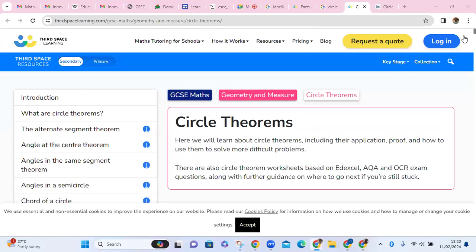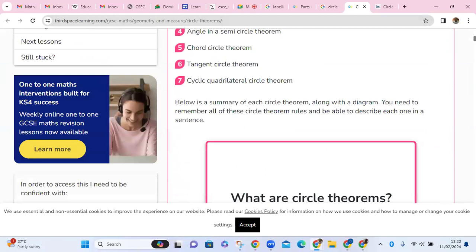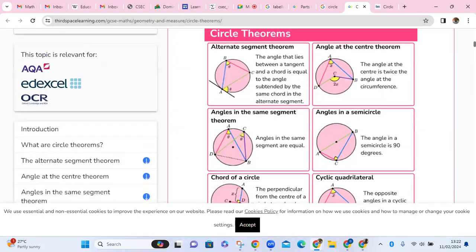Also, you must have circle theorems memorized, because you cannot go into the exam with the theorems printed out. So you have to have them in your mind. Alternate segment theorem, angle at the center theorem, angles in a semicircle. Anytime you have a diameter, look out for this one: there's a 90 degrees. You have the angles in the same segment. This theorem is made by chords, four chords. I normally call it the butterfly. The two angles are the same.